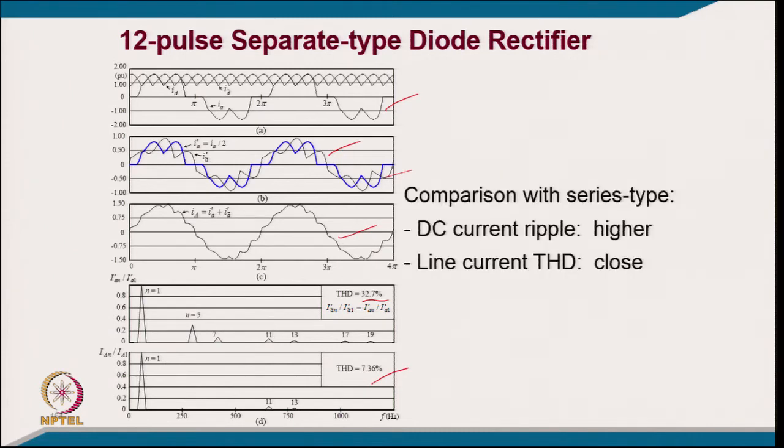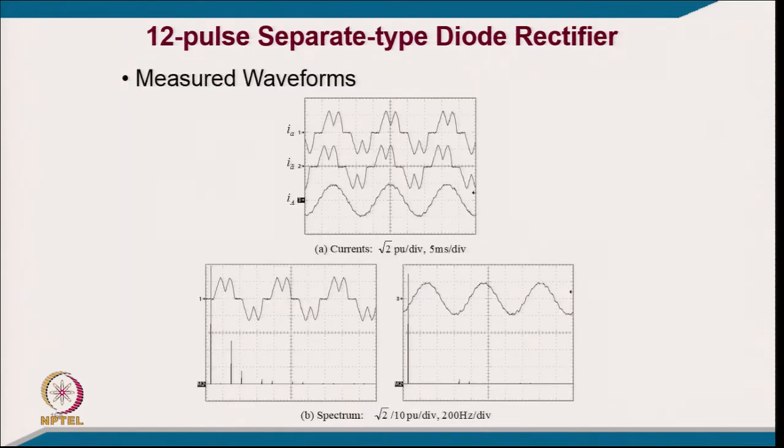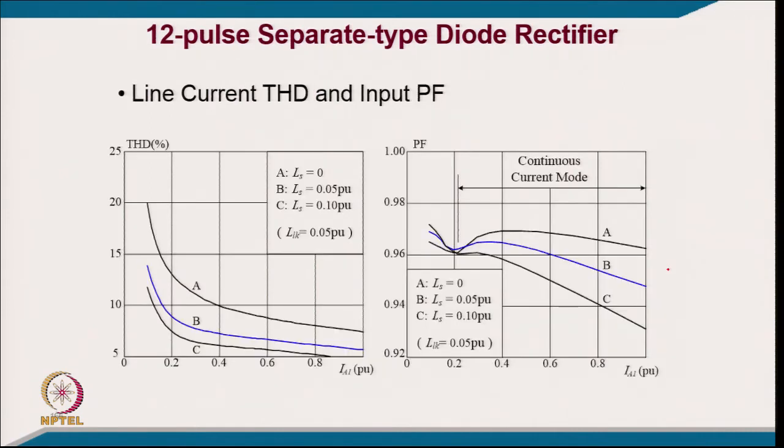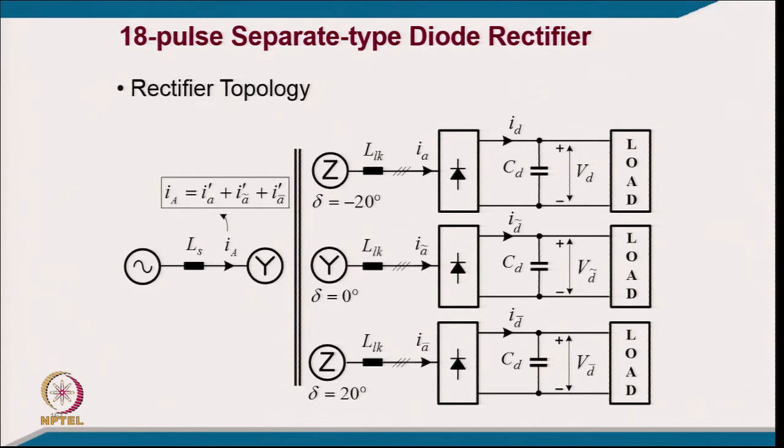So, in comparison with the series type, the DC current ripple is higher and the line current THD is low too. The measured result you can see is like a 6 pulse, and you are getting typically this by adjusting the leakage reactance, and these are typically the 6 pulse and this is the 12 pulse also. And typically you can see how the leakage reactance is affecting the THD. It is going quite low in that case, but the power factor you get is a little poor because of the effect of this transformer leakage reactance as a source inductance, which causes an overlap angle and causes a little reactive power on the supply system.